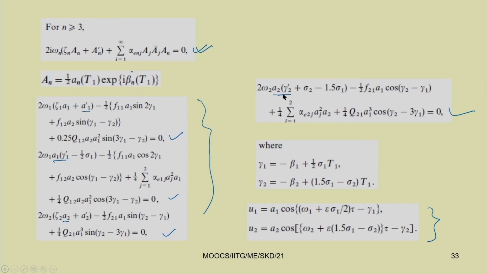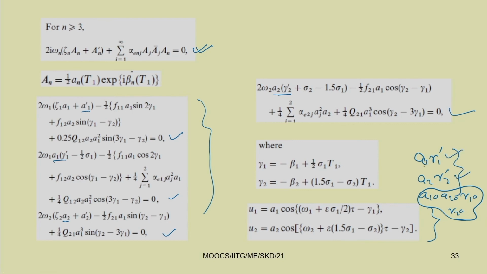So, due to the presence of this a1 gamma1 dash and a2 gamma2 dash, if we are considering, for example, a10, a20, gamma10 and gamma20 as the steady state response, and if we perturb these things, you can see for the trivial state, the perturbation of this one and this one will no longer be there.